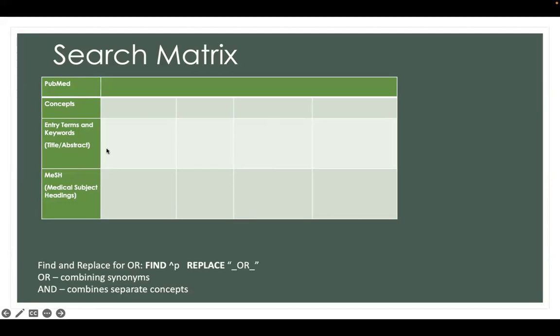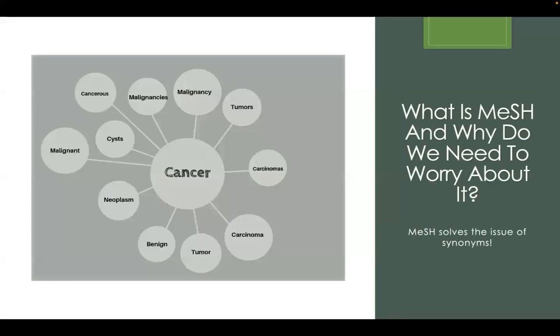And so there are two main places that we're going to search in PubMed. The first one is we're going to search entry terms and keywords. These are going to search things like titles and abstracts. The second thing is kind of unique to PubMed, and it's called MeSH, which stands for medical subject headings. Medical subject headings are a controlled vocabulary, and they can help us to solve the issue of synonyms. So in the health sciences, there are oftentimes concepts that have multiple terms that could be used.